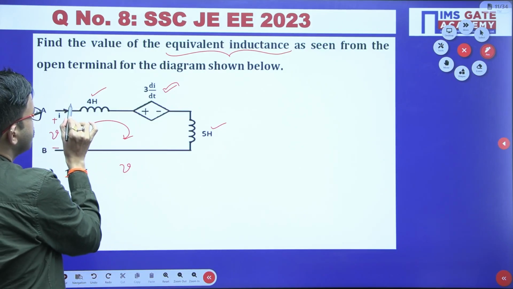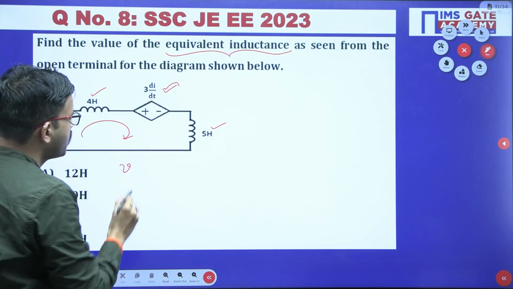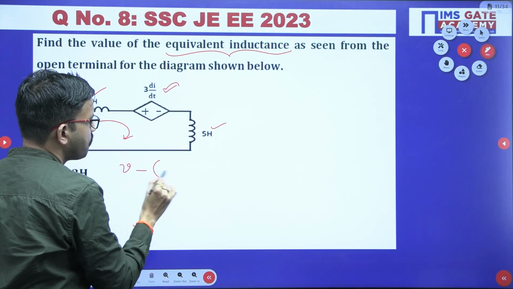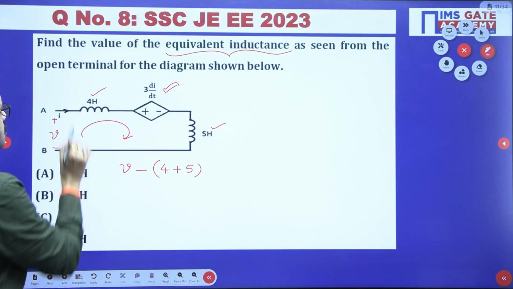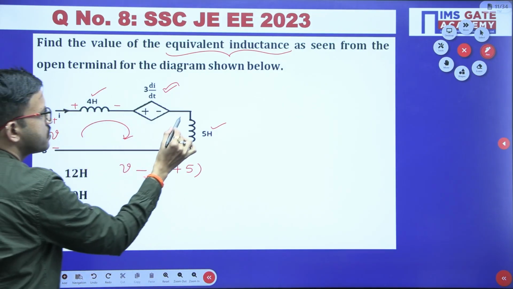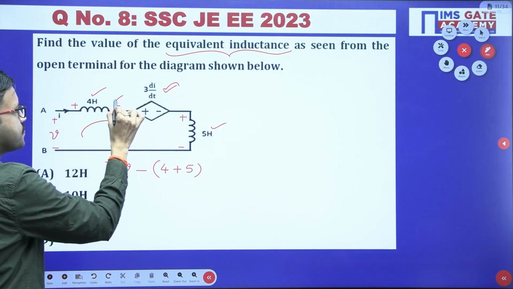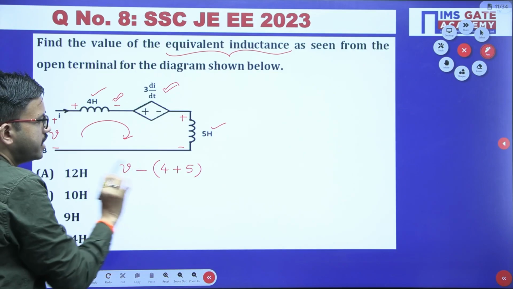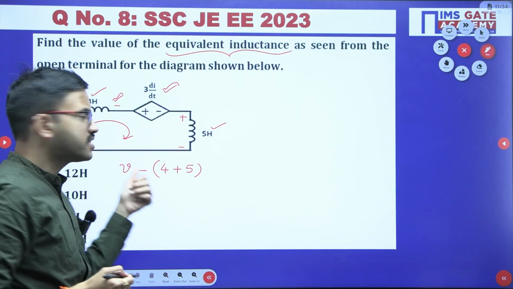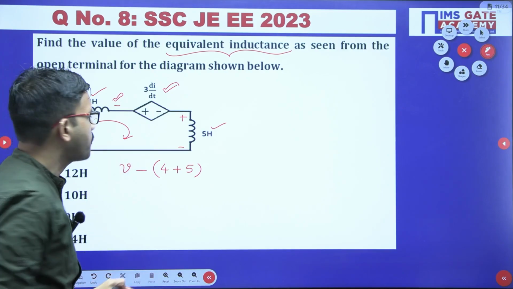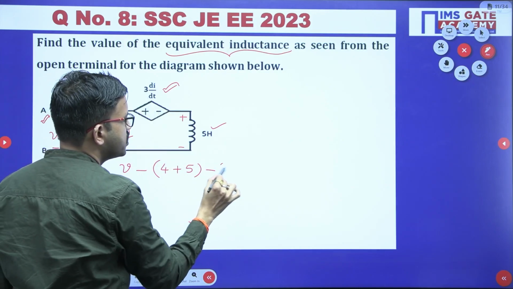Then here 4 Henry and 5 Henry are both connected in series, so I am adding the inductances 4 plus 5. Because current is entering like this, the polarities you will get are plus minus. Similarly here also plus minus. So the second polarity is minus. That is the reason I have considered it: for every element I am considering the second polarity of that particular voltage. Then plus 2 minus minus 3 into dA by dt.